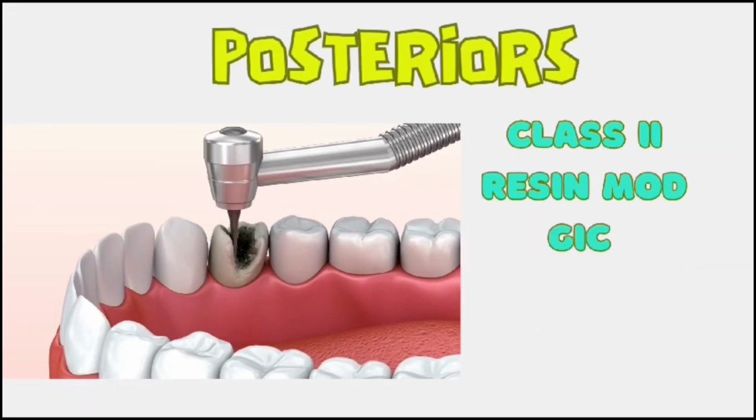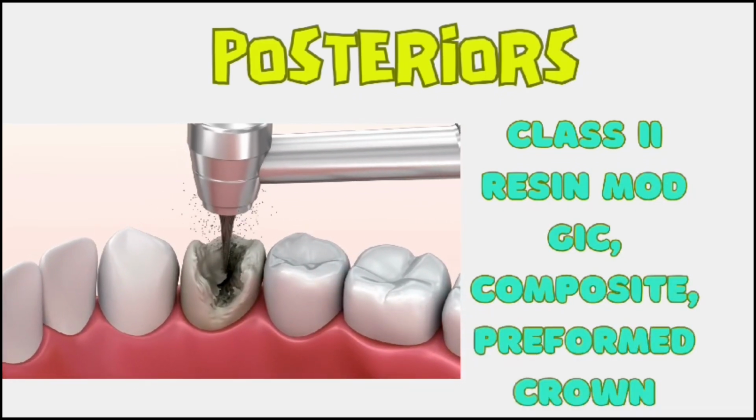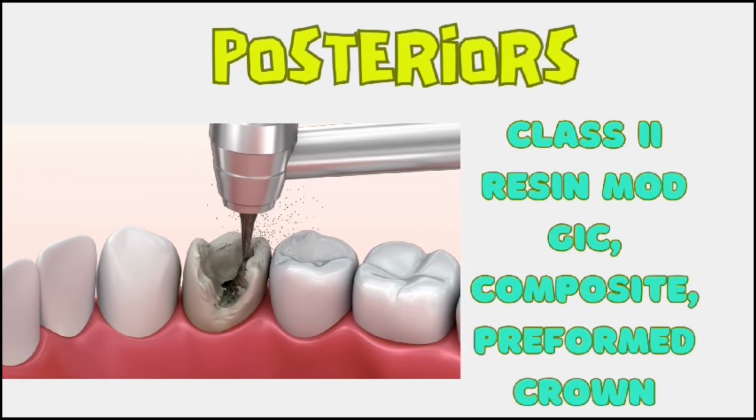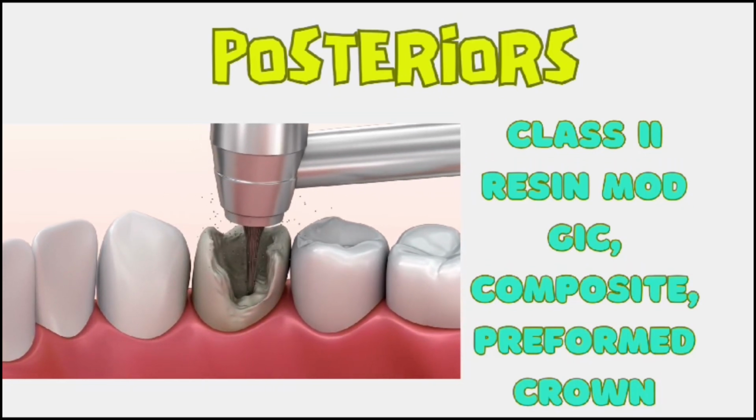For Class 2 cavities, you can opt for resin modified GIC, not conventional one, and also composites and preformed crown. So these are the recommendations.